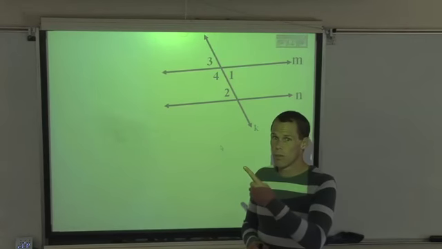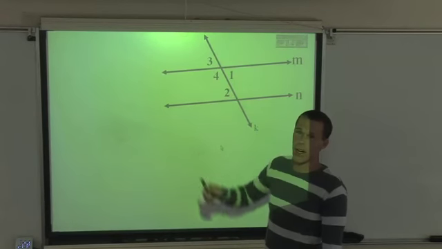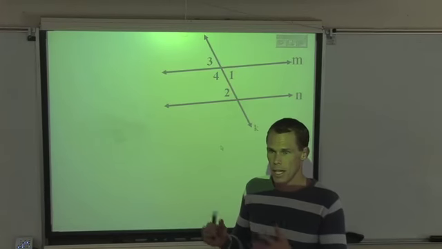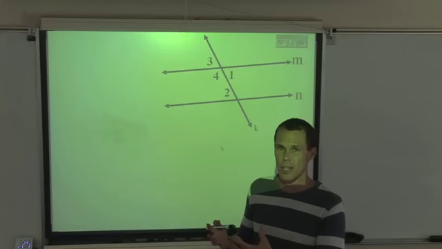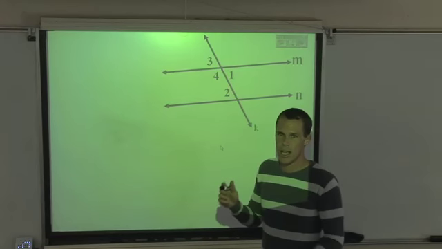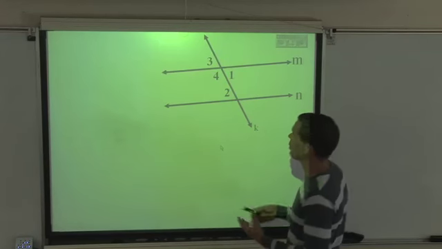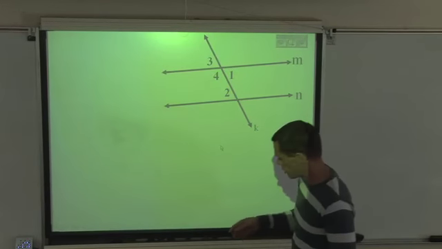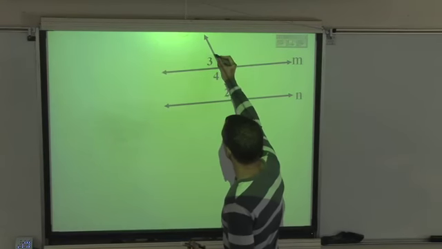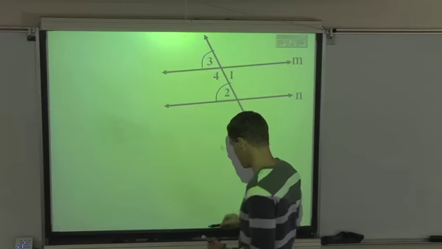We actually do have one relationship where I misspoke. Angle 1 and angle 3 are vertical angles and we know they are congruent. They are across from each other. The vertical angle theorem tells us they are congruent, but it doesn't have anything to do with lines M and N. So what we're going to do is first start off thinking about what would happen if we were told that angle 3 was congruent to angle 2.